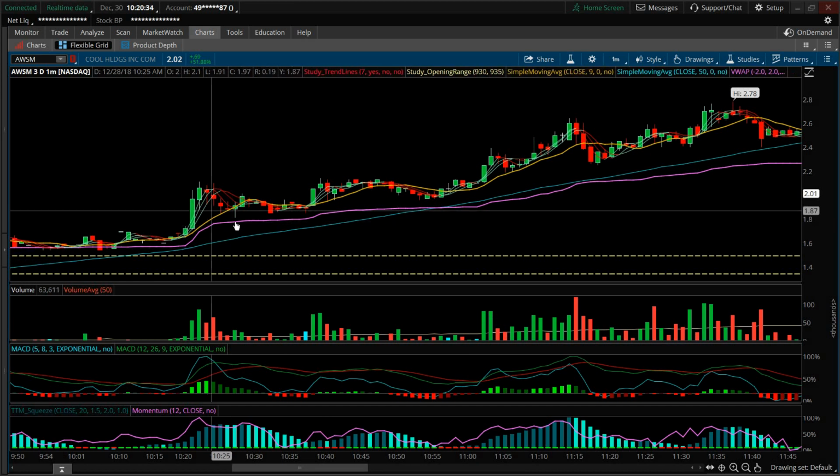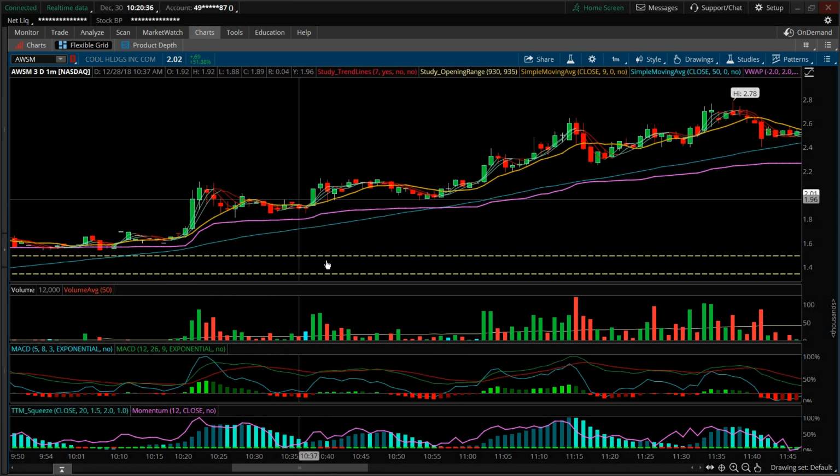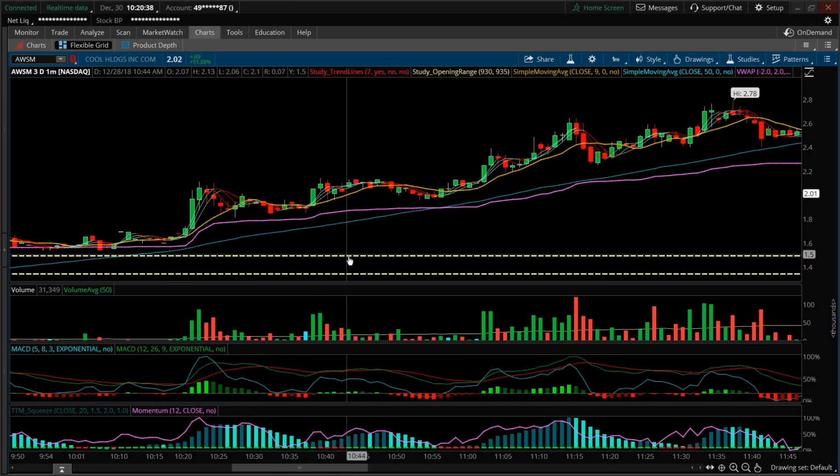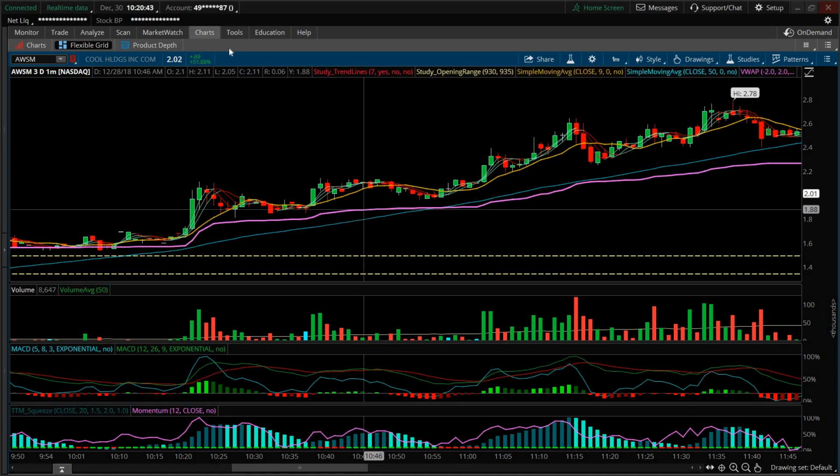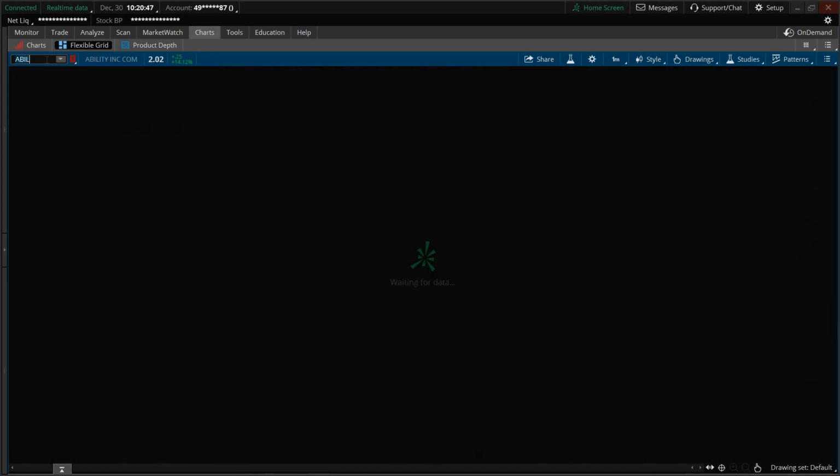If you don't wait for confirmation and you've got the VWAP in between the two, this thing can do a hard pullback down, and then you lose your profits. Make sense? All right, let's see. Things to watch out for. ABIL.